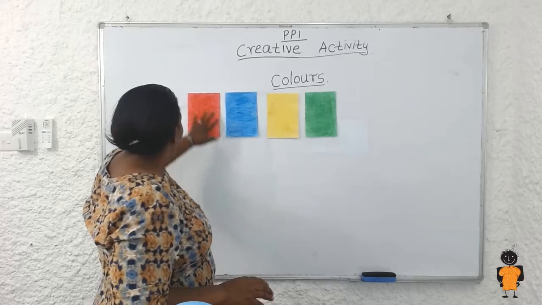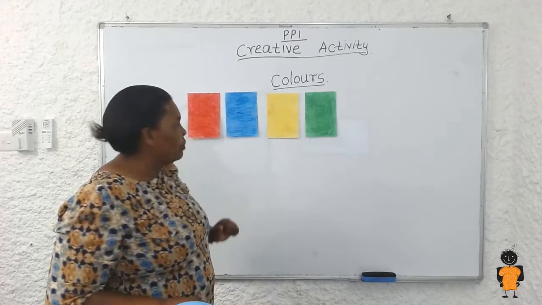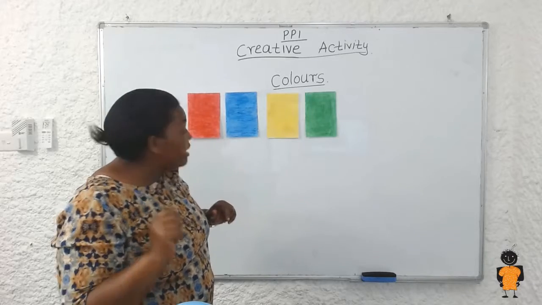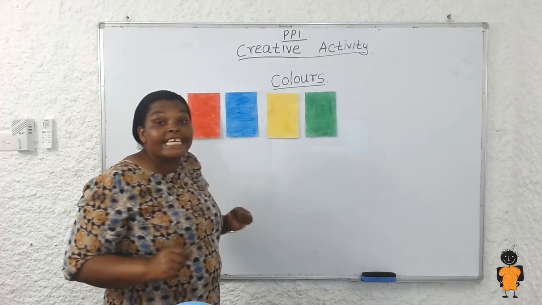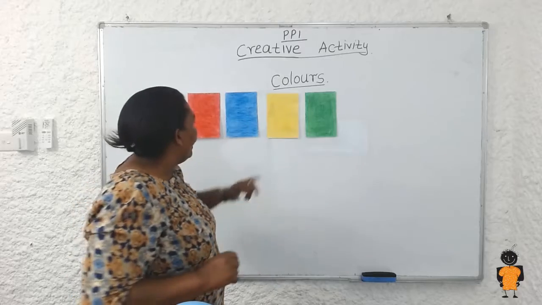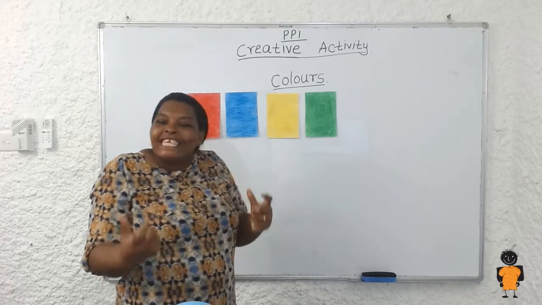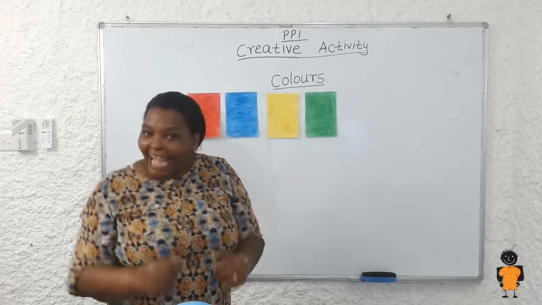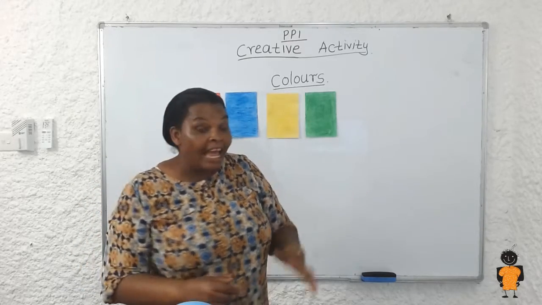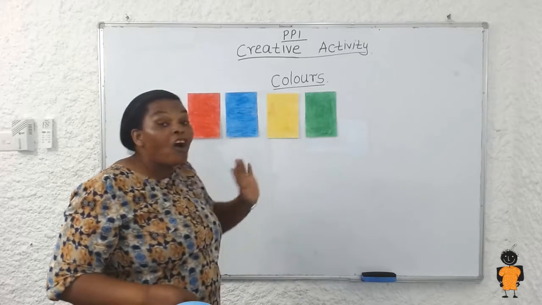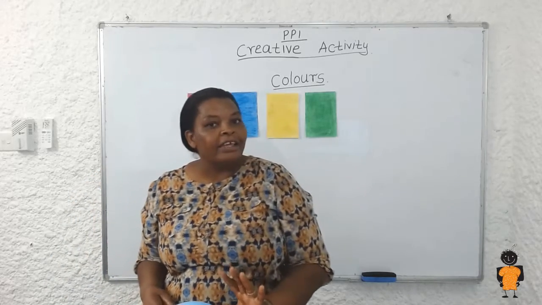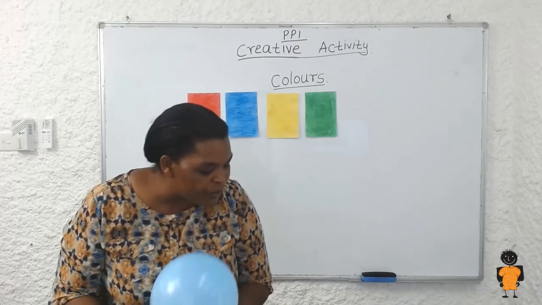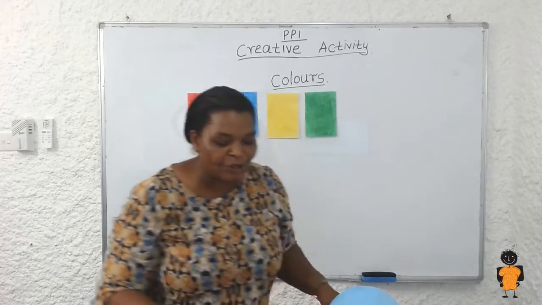Okay, learners, can you see this flashcard? I put it on this whiteboard. We say this is red color. And this one, it is blue color. And this one is yellow color. The last one, it is green color. Now, those are the four colors we are learning today.